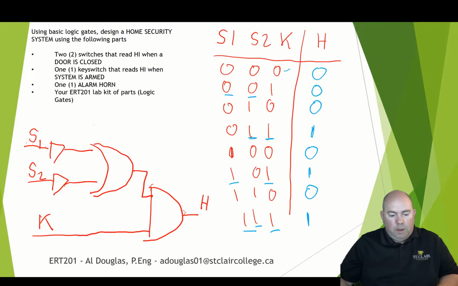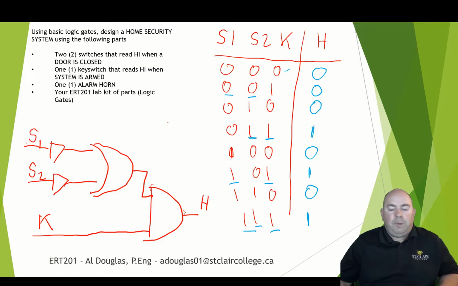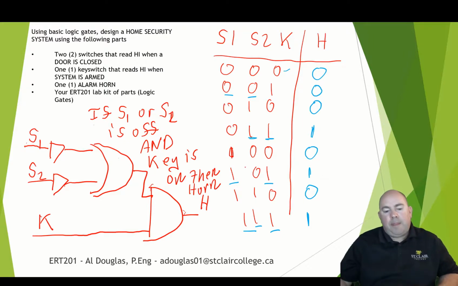So switch one, switch two. If this is off, or if this is off, and our key switch is on, we're going to get our horn. So that would basically be our circuit put together. Okay, so that would be the application of putting some chips together to create a functioning circuit.